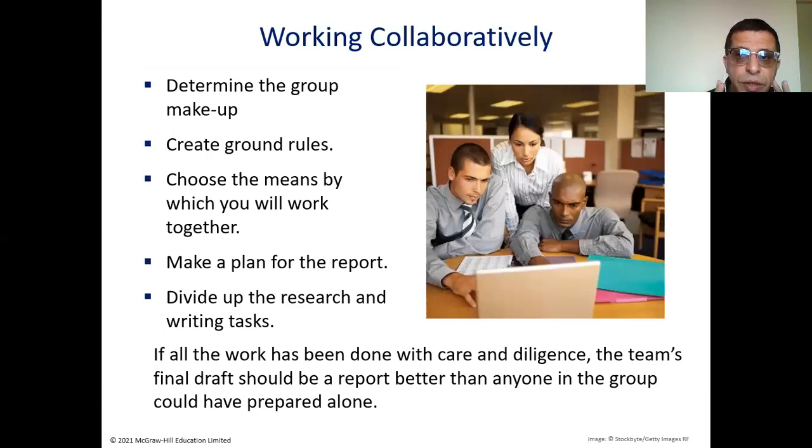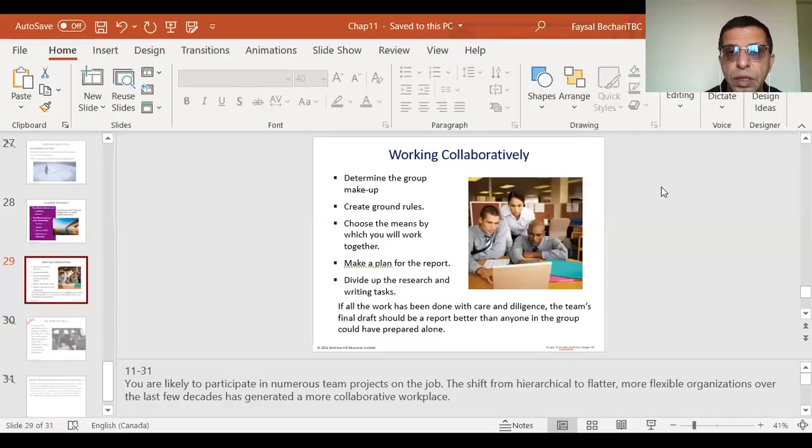Now we saw the video, but when you're working collaboratively or in a group, determine the group makeup, create the ground rules, choose the means by which you will work together, make a plan for the report, and divide up the research and writing tasks. If all the work has been done with care and diligence, the team's final draft should be a report better than anyone in the group could have prepared alone. So with group work, you're always going to generate better work. Fine. I'll end this chapter here.